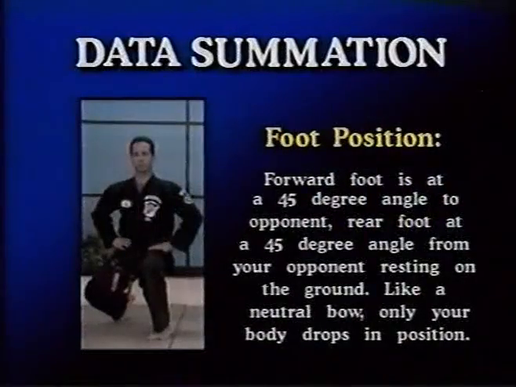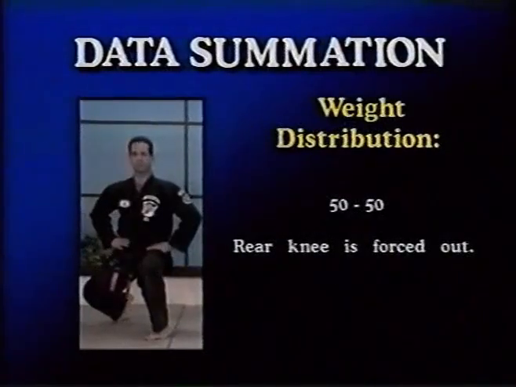Data summation of the wide kneel. Foot position. Forward foot is at a 45-degree angle to your opponent. Rear foot at a 45-degree angle from your opponent, resting on the ground. Like a neutral bow, only your body drops in position. Weight distribution, 50-50. Rear knee is forced out.